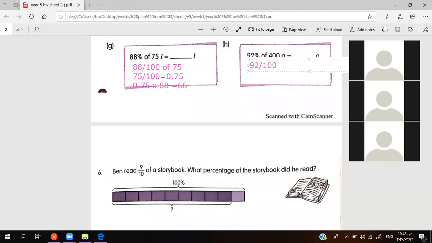92 over 100 of 400. To get the fraction of the 400, what do I do? I do 400 divided by the denominator, which is 100, which is going to give me 4. Don't forget the 4 is only one part and I want 92 parts. So it's going to be 368. Okay, please turn the page.